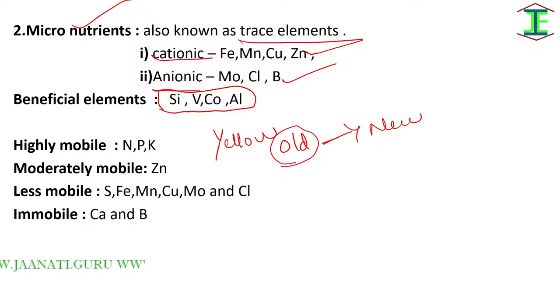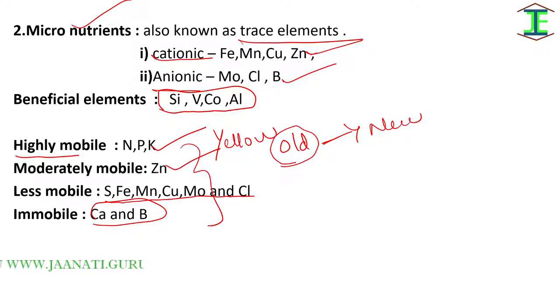Based on mobility, highly mobile nutrients are nitrogen, phosphorus, and potassium. Moderately mobile nutrients are zinc. The less mobile nutrients are sulfur, ferrous, manganese, copper, molybdenum, and chlorine. And immobile nutrients are calcium and boron. This is important for your exam: highly mobile nutrients and immobile nutrients.